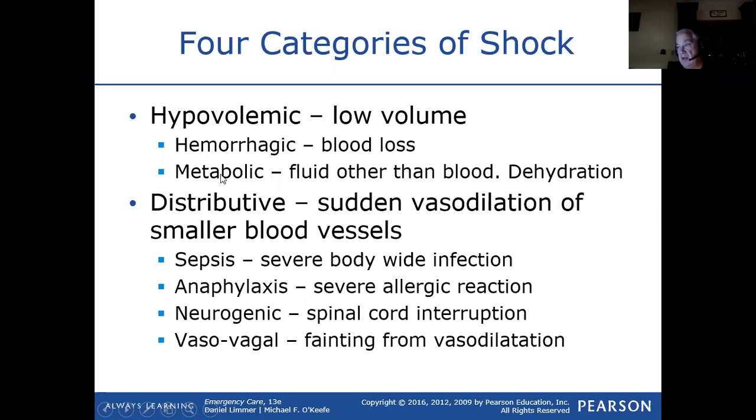And in the metabolic form, it's the other fluids that we'll talk about in a second when we get a little further into the lecture. And the most common type of metabolic shock is when somebody has vomiting and diarrhea, it's dehydration.